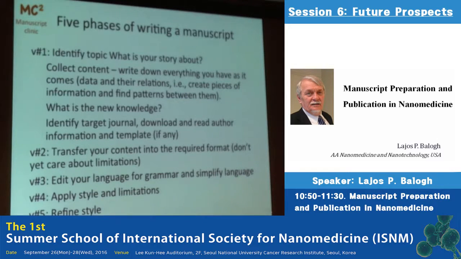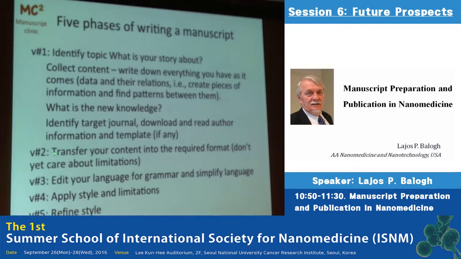There are five phases. First, identify a topic. What is your story? And then just write down everything on your mind. Don't put it in any kind of format, just put it down, get it on paper. Start riding your bicycle. Create pieces of information, try to find them.